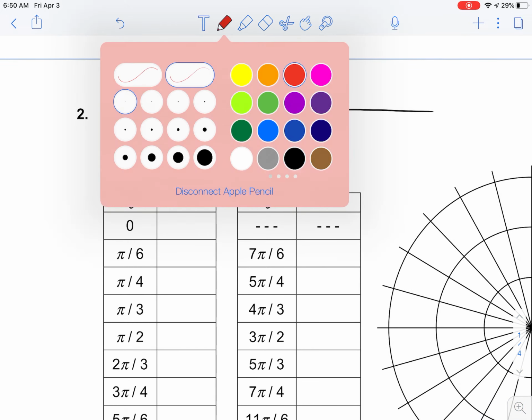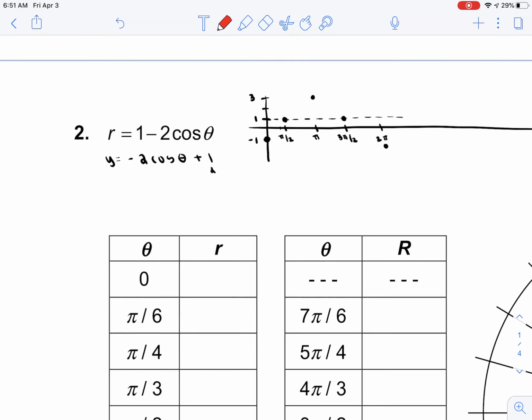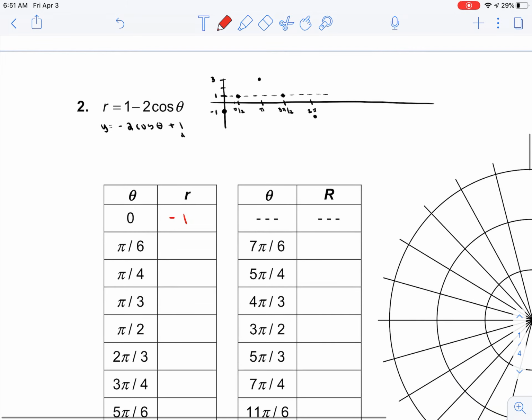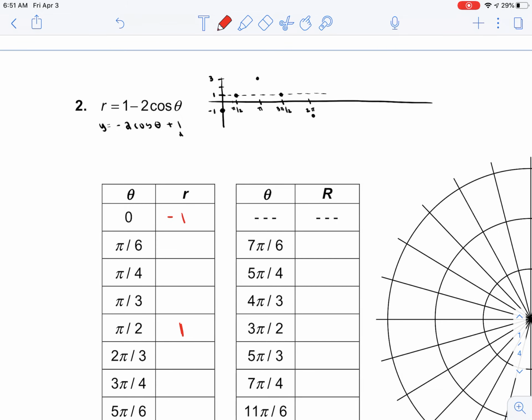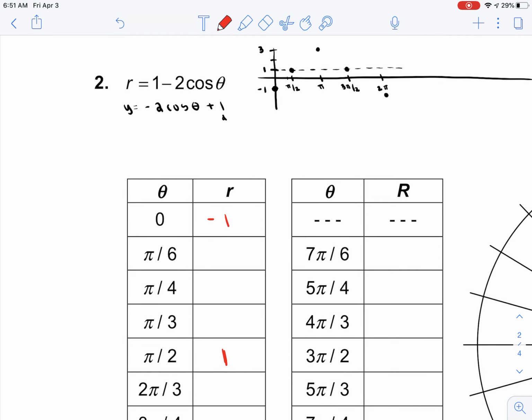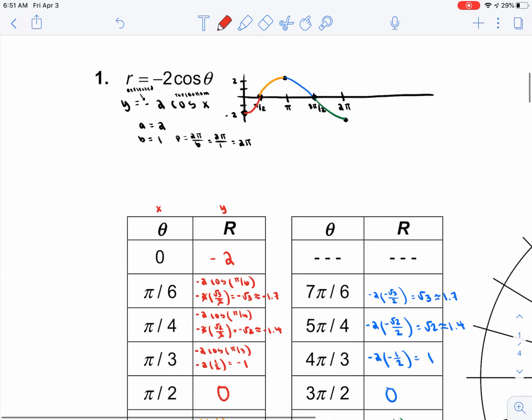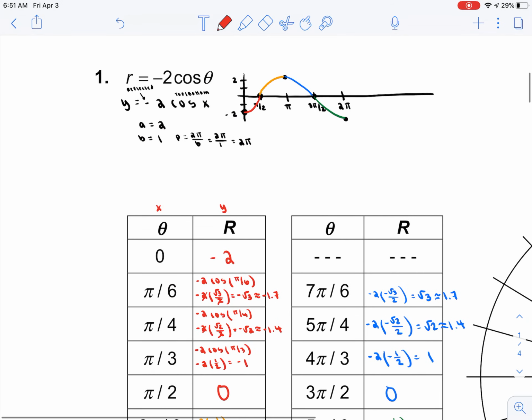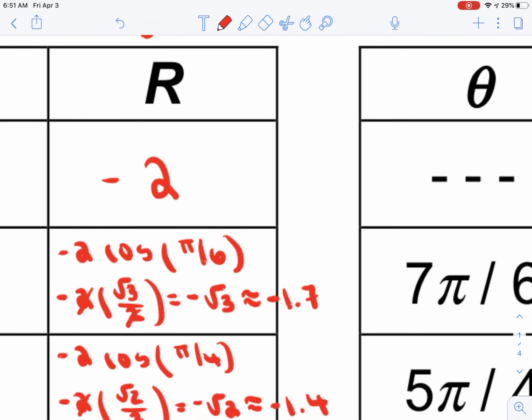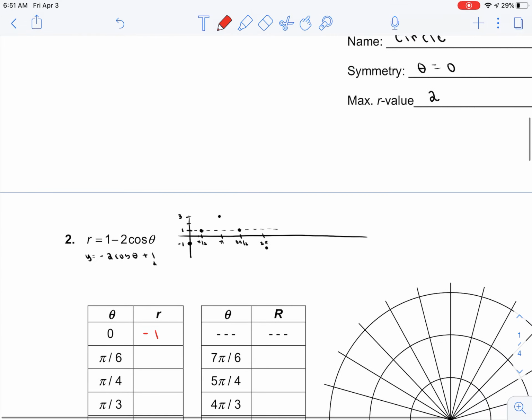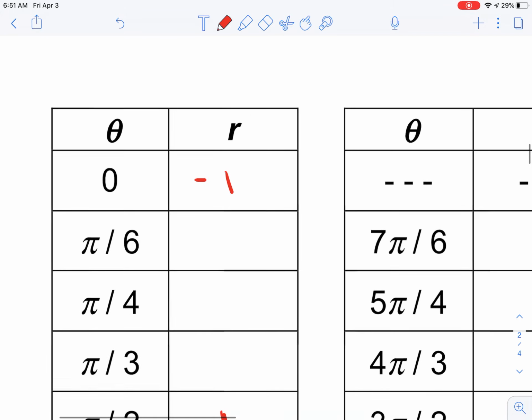First, let's go through using different colors like I did the other problem. At 0, we see this value of -1. And then notice at pi over 2, we're going to be at 1. If you fill in the table, you can think about what we got for -2 cosine theta from this problem. So notice that when we did -2 cosine theta, I got that -1.7. But now from that answer, I want to add 1. So think about the answer we got, -1.7, but adding 1, you're going to see that we're getting approximately -0.7.